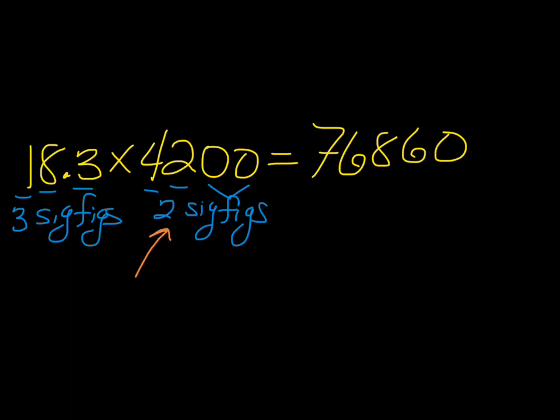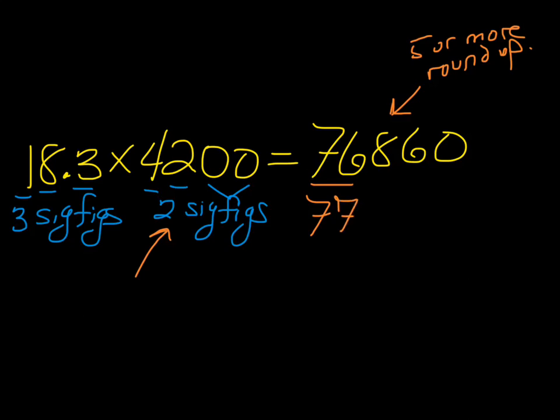2. Okay, which means we're going to keep the 7 and the 6, and we're going to look at the third number here, which is the 8. And it's 5 or more, which means we round up, which puts our answer at 77. Hopefully you guys can see a bit of a problem here. 77 cannot be a rounded version of 76,860. They are completely not the same numbers.